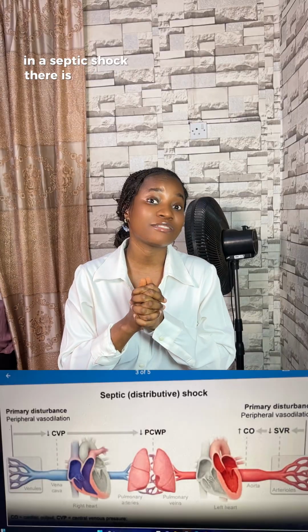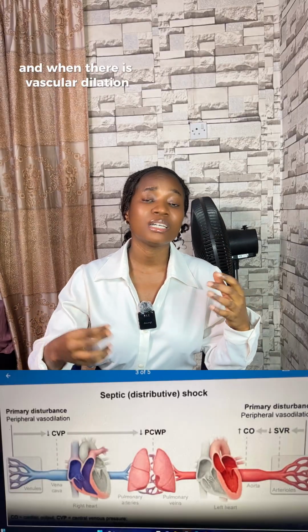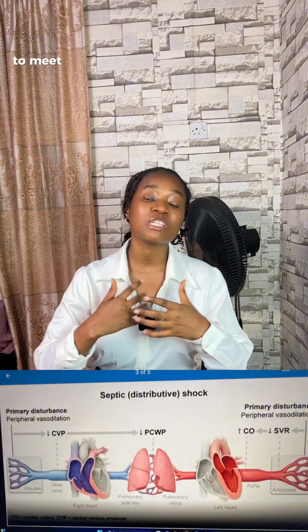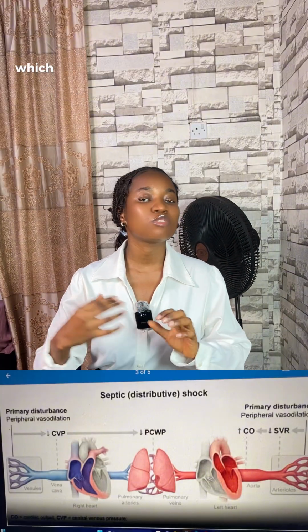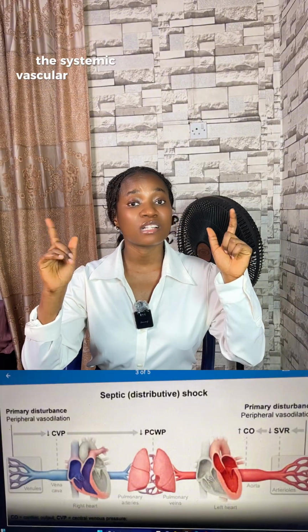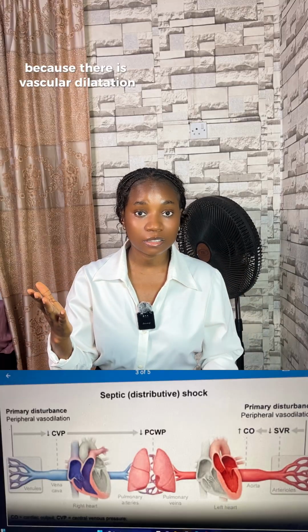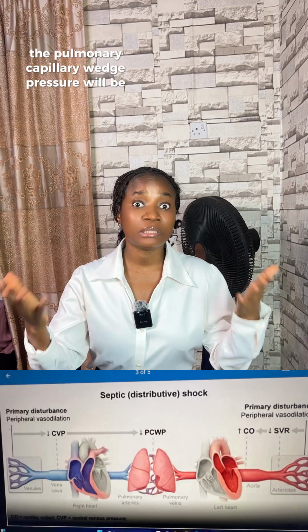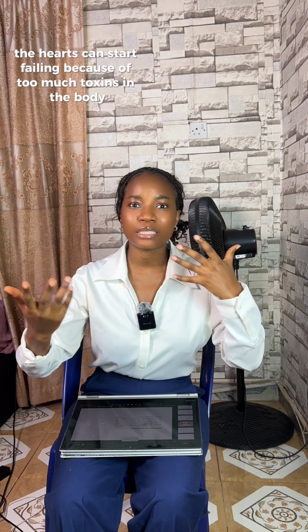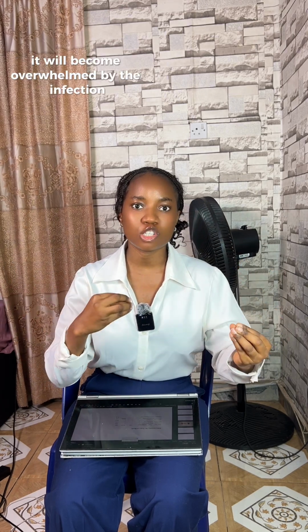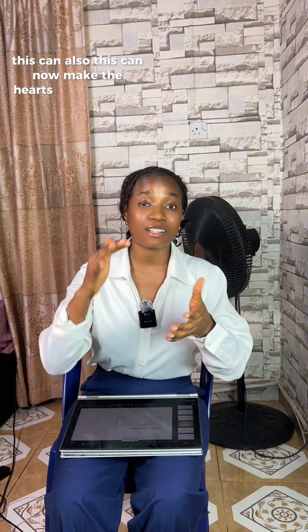In early septic shock, there is vasodilation. And when there is vasodilation, the heart tries to pump faster to meet up with the metabolic demand of the body, which will increase the cardiac output. The systemic vascular resistance will be decreased because there is vasodilatation. The pulmonary capillary wedge pressure will be decreased and the skin will be warm in early septic shock. But in late septic shock, after some time, the heart can start failing because of too much toxins in the body. It will become overwhelmed by the infection. This can now make the heart slow down and the skin will become cold.